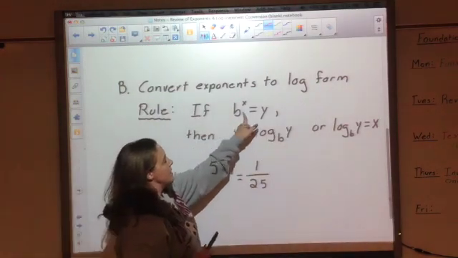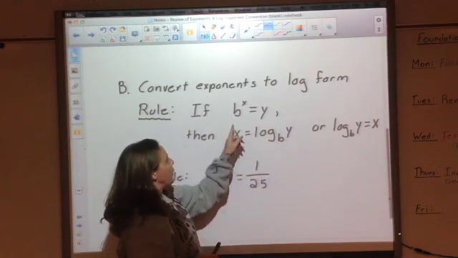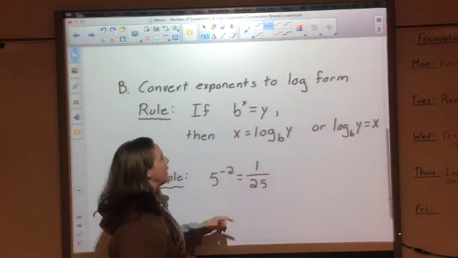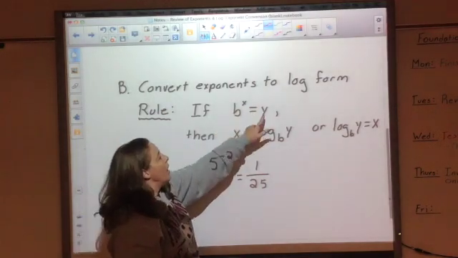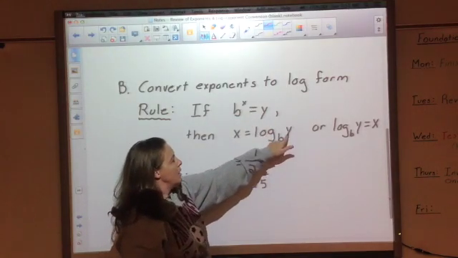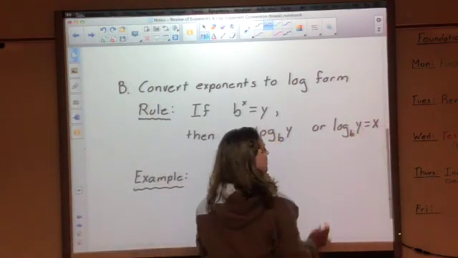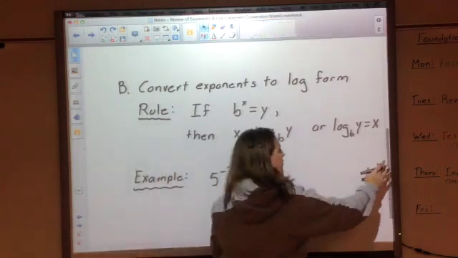Now we can also use that same rule, but in reverse. This time they're going to give us the exponent form and ask us to write it as a log. So, base b to the x power equals y, which tells us we're going to have log base b of y equals x. And you can write it either with the log first equals x, or x equals and then the log. Either way, it's the same thing.